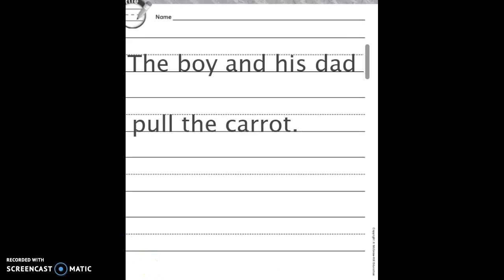Here's my sentence. The boy and his dad pull the carrot. You can also say water the plant, or anything else they did in the story. Or you can write yours like mine.